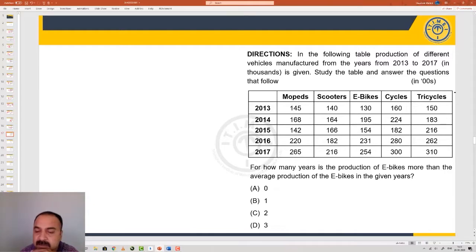For how many years is the production of e-bikes more than the average production of e-bikes in the given years? So 1, 2, 3, 4, 5. There are 5 years for which production data is given. And we want to now look at e-bikes. So for how many of these 5 years is the production of e-bikes more than the average of these 5 years? So for the average of these 5 years, we will need to add.